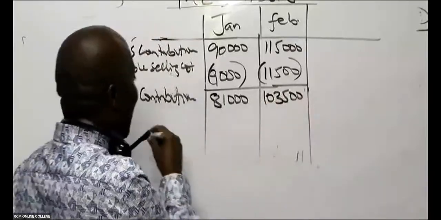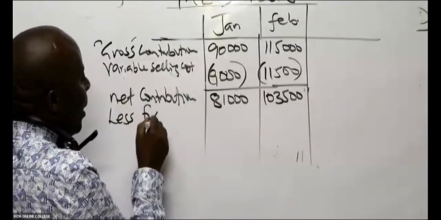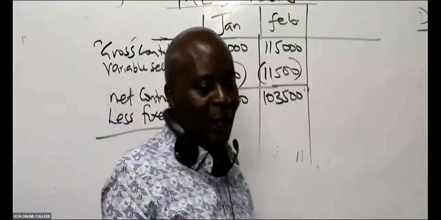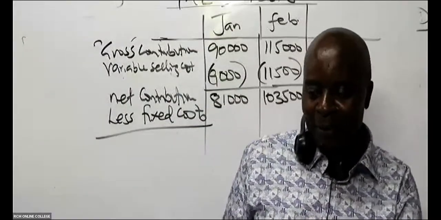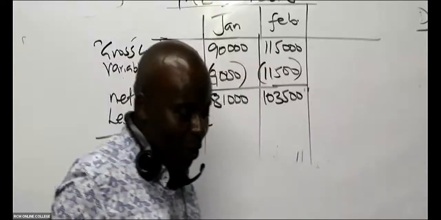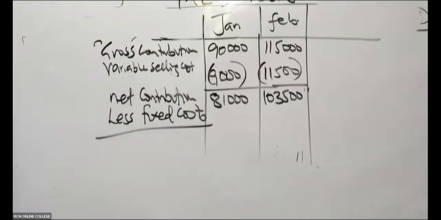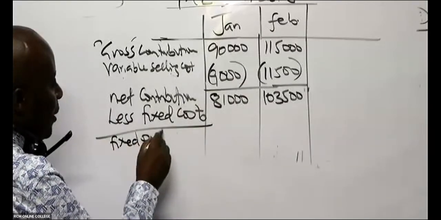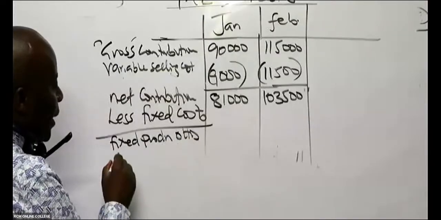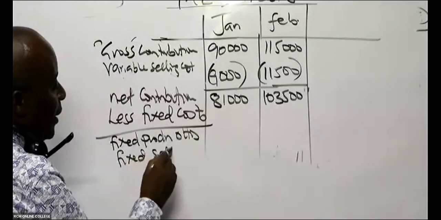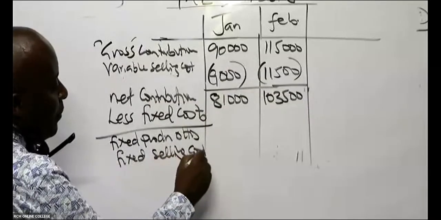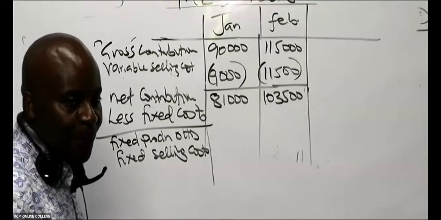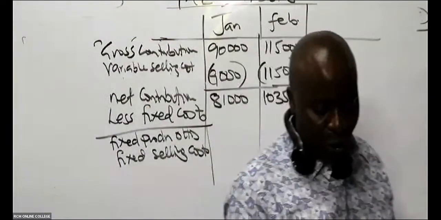103,500. And then now you come and less fixed costs, and they are normally 2 most of the times. Because all along, we haven't captured fixed costs. So we have 2 in this case. We have fixed production overheads, and then we have fixed selling costs. Those 2. Is there somebody who can see fixed production overheads? Remember in marginal?